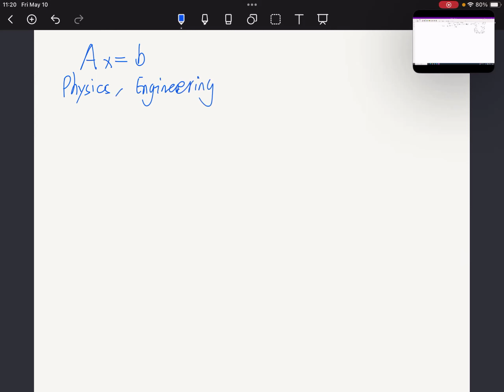A lot of time, the problems coming from the applications, the linear system or the equation, mostly the A matrix is unchanged. And the thing that is changing is the right-hand side. A lot of time, the right-hand side is changing, and then you need to solve for a new solution X.